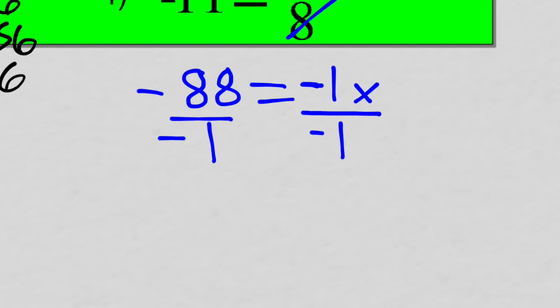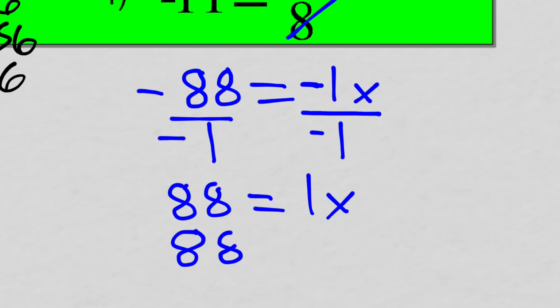Negative 88 divided by negative 1 is positive 88. And negative 1 divided by negative 1 is positive 1x. Or you can just say 88 equals x. It's the same thing.